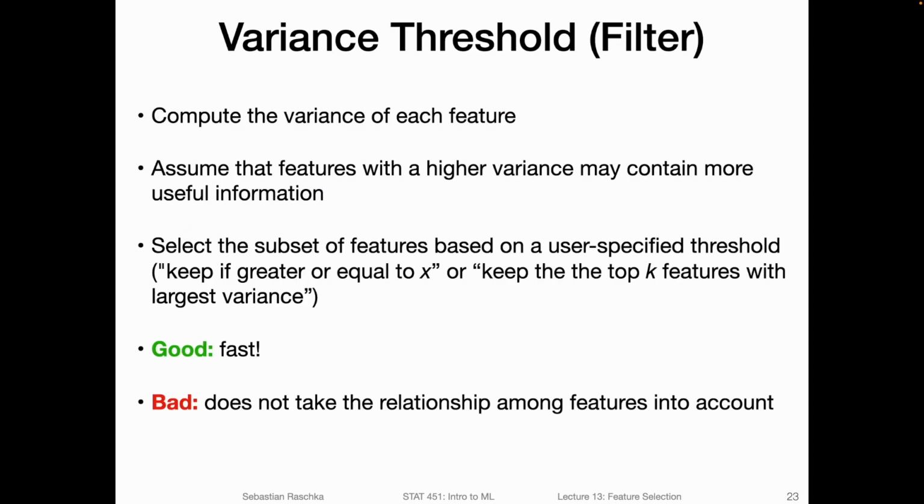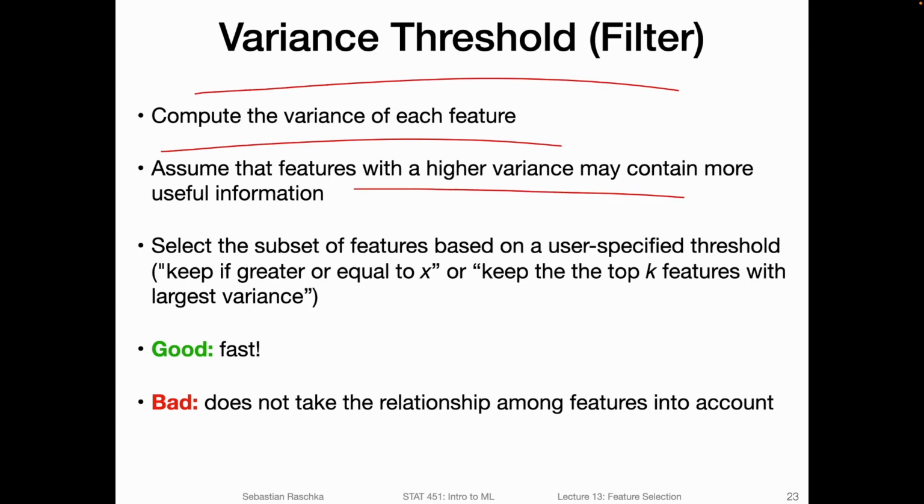All right, coming to a conclusion now. So what have we learned about the variance threshold? First of all, the variance threshold is about computing the variance of each feature. And we assume that features with a higher variance may contain more useful information. We can use that information then to select subsets of features based on thresholds we as the user specify. So we can, for example, say keep a feature if it's greater than a threshold. Or we could also just compute the different variances for each feature, and then we just select the k features with the largest variances.